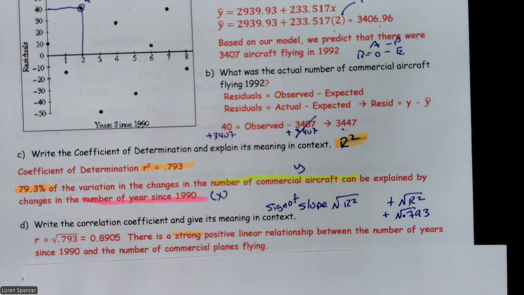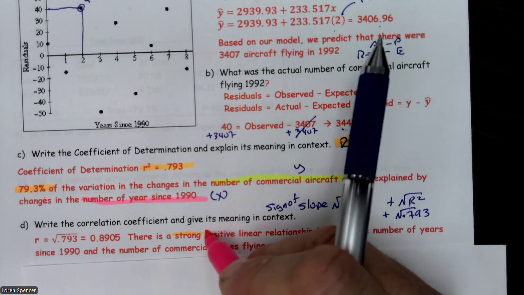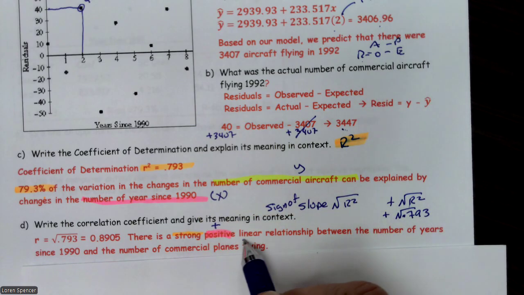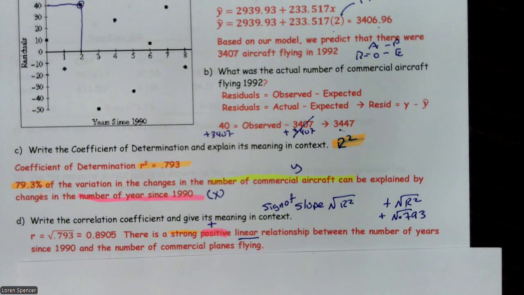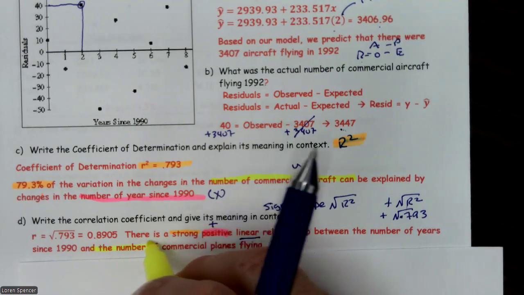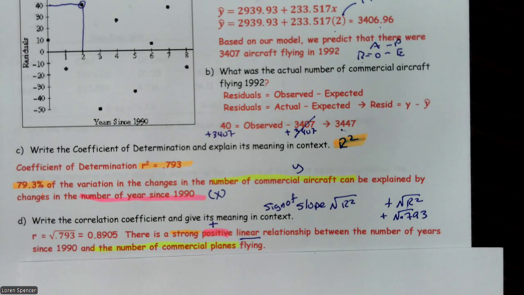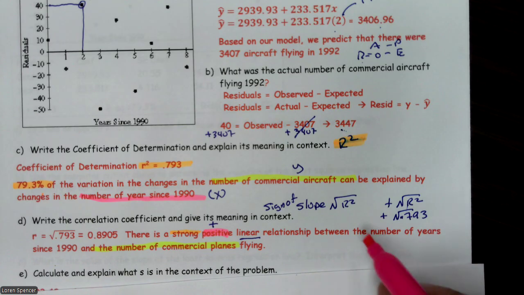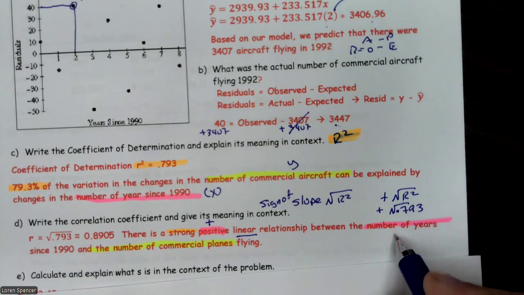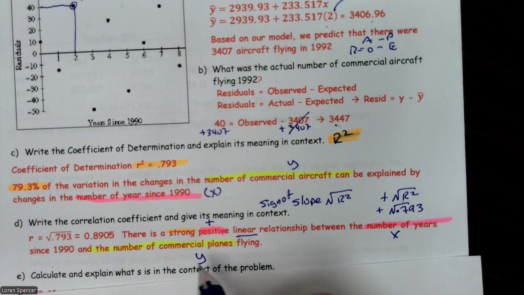We know the positive came from the slope. A strong positive linear relationship between the number of years since 1990 and the number of commercial aircraft flying. And by the way, I accidentally switched these. This is my Y and this is my X. Normally we want Y before X. So I should have fixed this. This is my X and this is my Y.